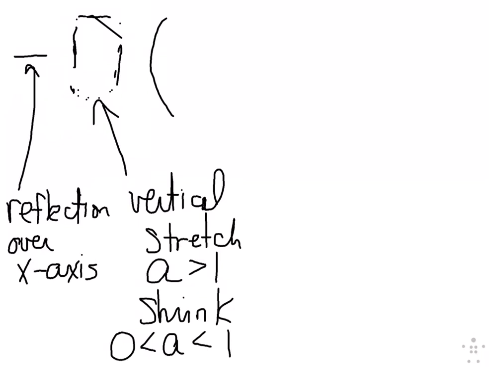So be careful. What that number does, again, if it's on the outside like that, if there's a number there, then we have a vertical stretch or a shrink. If there's not a number there, guess what you don't have? Then you don't have a stretch or a shrink.